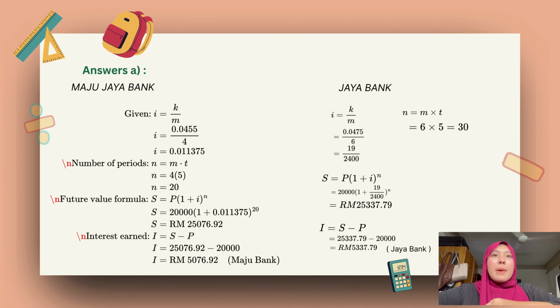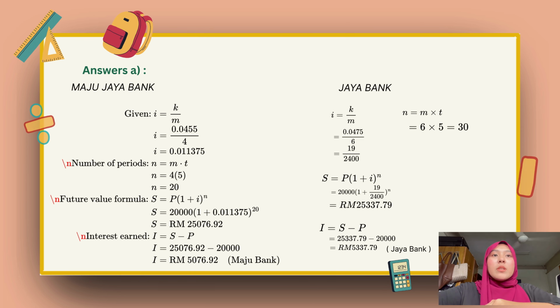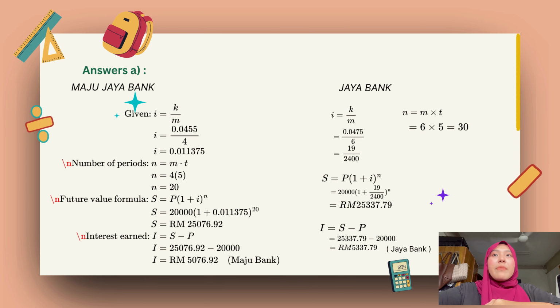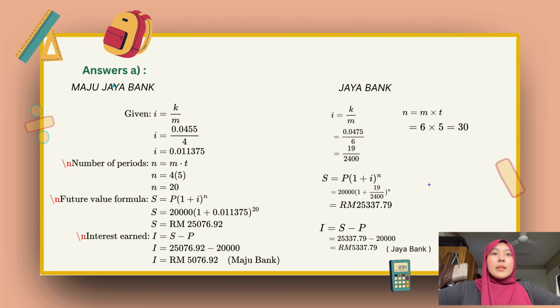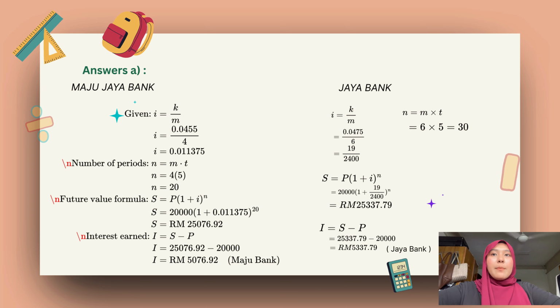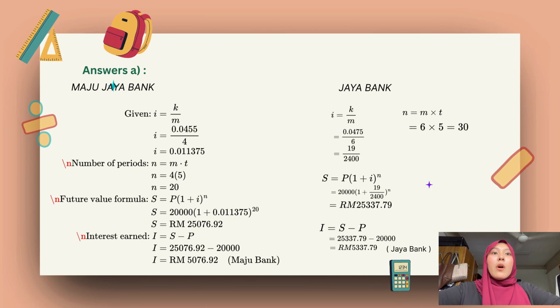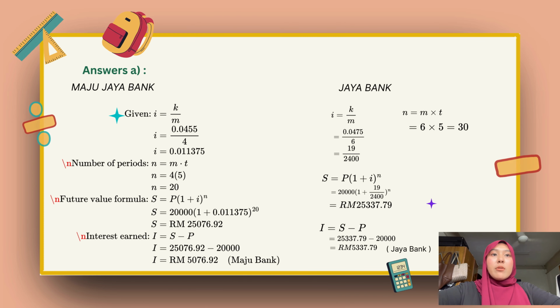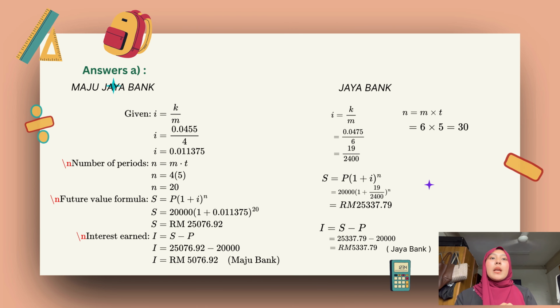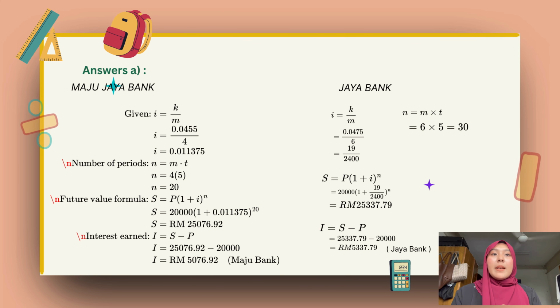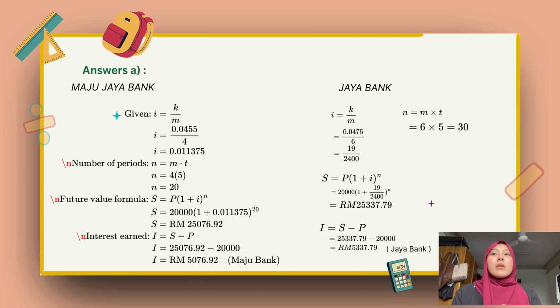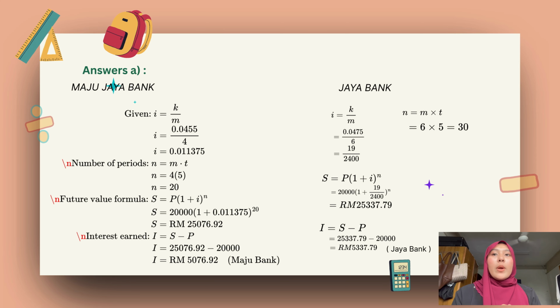I'm going to explain about Maju Bank. So, P equals 20,000, T equals 5 years, K equals 0.0455, and lastly M equals 4. Next, to find i is k over m. So 0.0455 over 4, and the answer is 0.011375. In order to find n is m times t. So 4 times 5, the answer is 20.